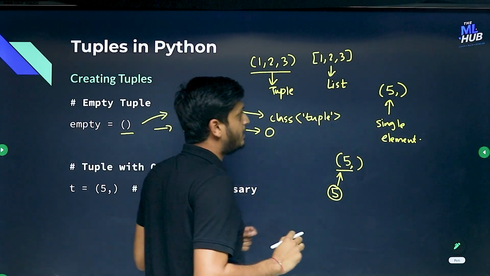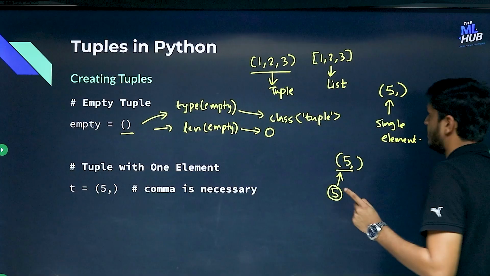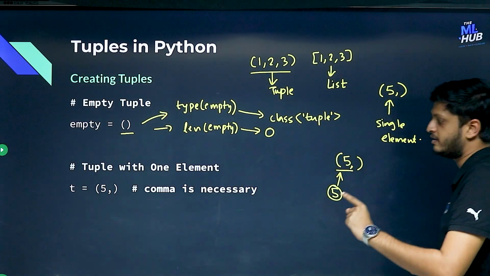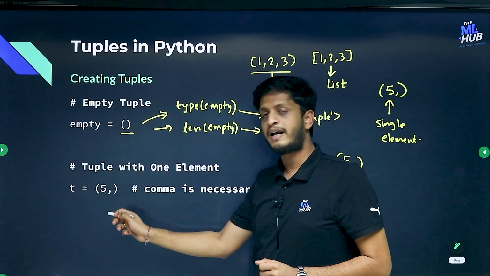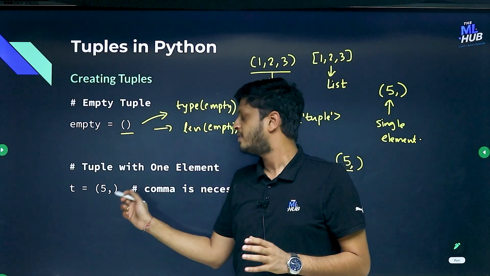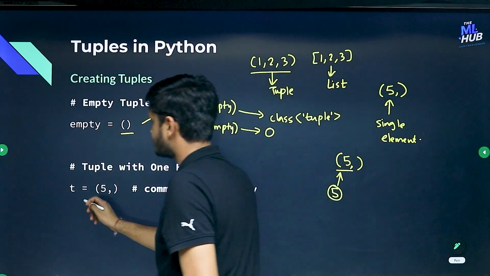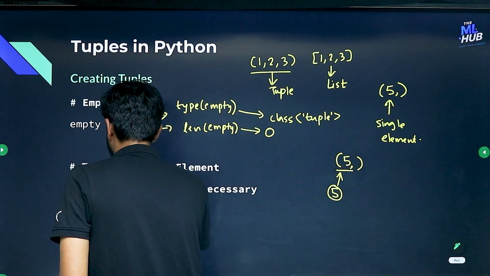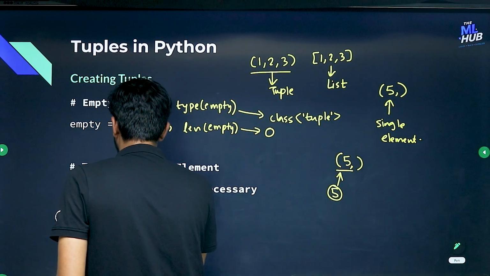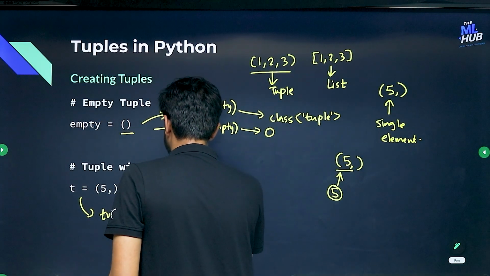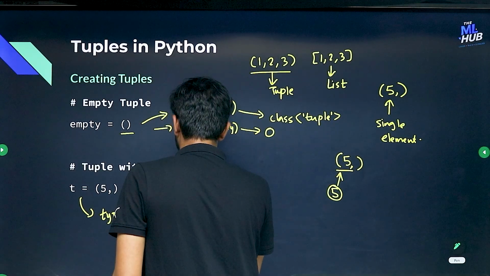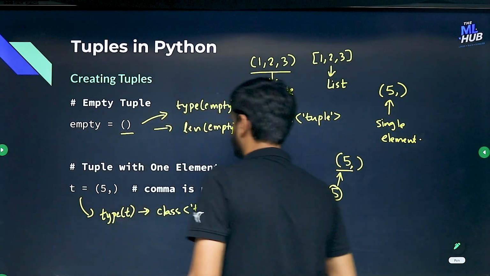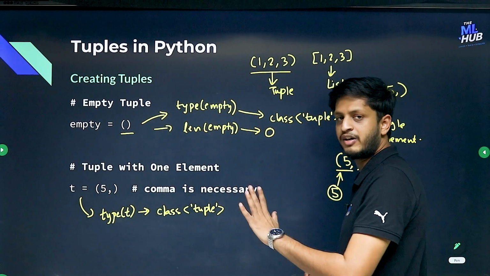In Python, if you want to create a tuple with a single element, you have to end it with a comma. This comma is necessary. If you don't write the comma at the end, the type will be different. So here what will happen? If you print the type of T, you will get class tuple, right? And it will contain a single element 5.